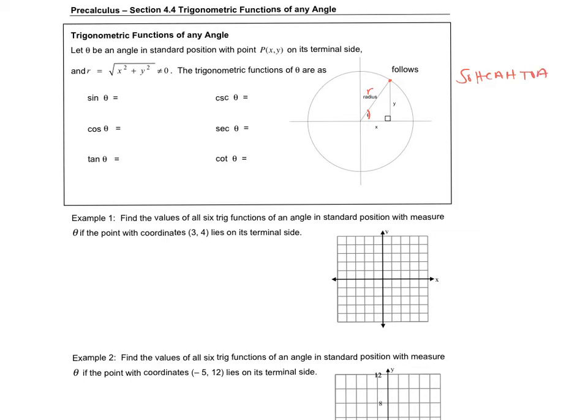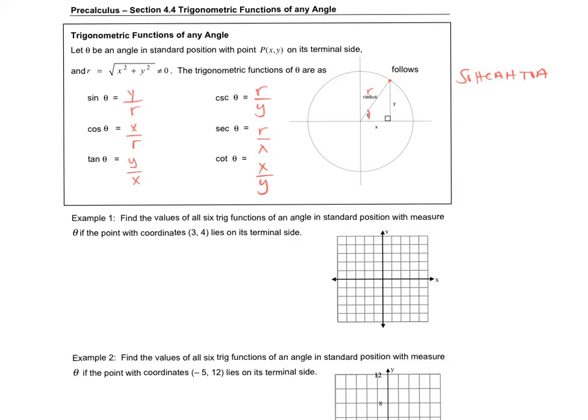So the sine of theta is the opposite, or y, over the hypotenuse, which is r. Cosine is x over r, and tangent of theta is y over x. Now, my cosecant is just the inverse of my sine, so it is going to be r over y. Secant is r over x, and cotangent is x over y.